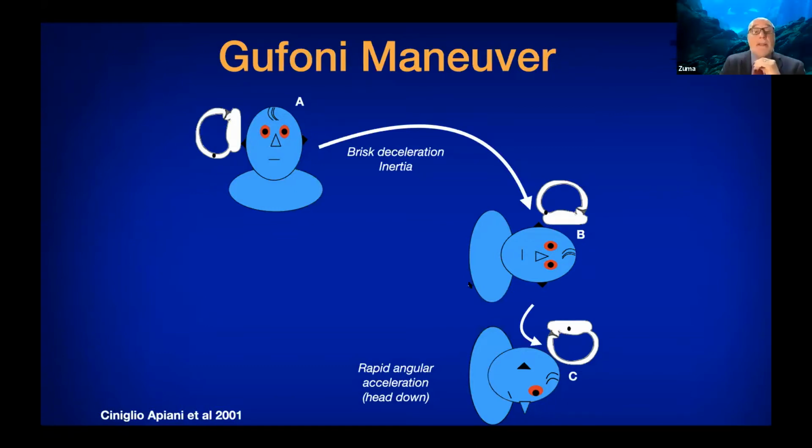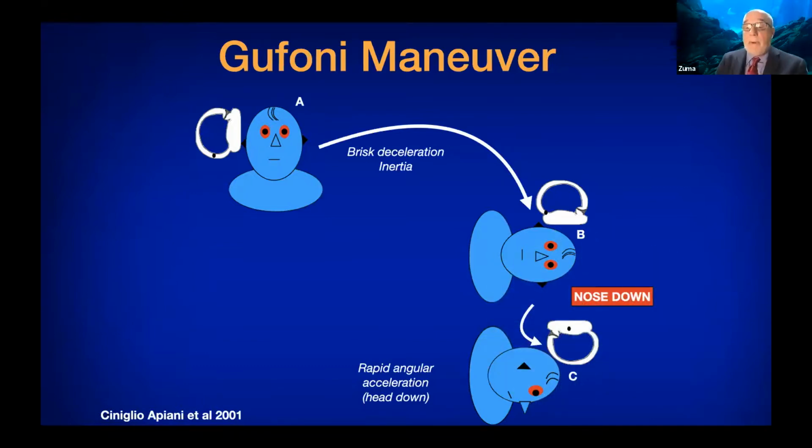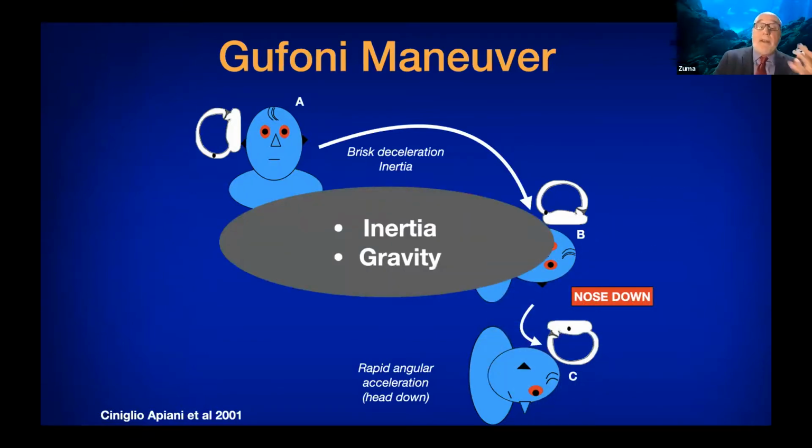We start with the patient sitting in the upright position, lay the patient to the unaffected side, giving a brisk deceleration, which uses inertia as well. After that, the second step is a rapid angular acceleration, head down, which is the difference for apogeotropic. Okay, they use inertia and gravity.